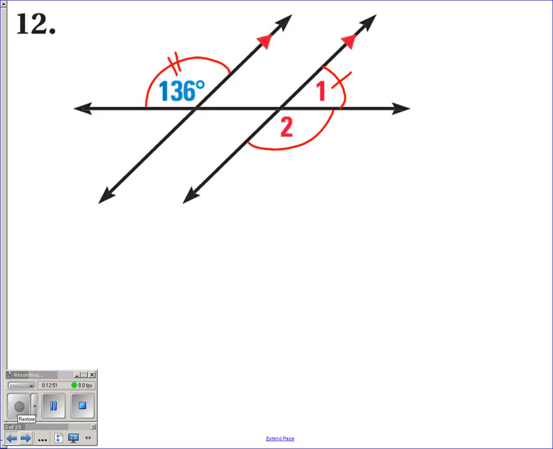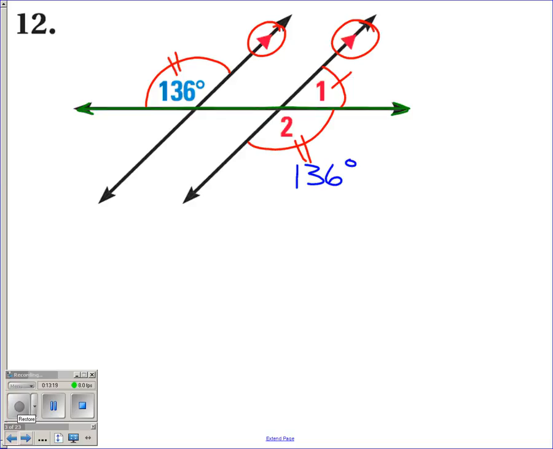This angle 2 and the 136 are alternate exterior angles. Here's the transversal. The lines that are parallel, and you know they're parallel because they're marked as being parallel here. Alternate exterior angles are congruent. So the measure of angle 2 is 136 degrees.